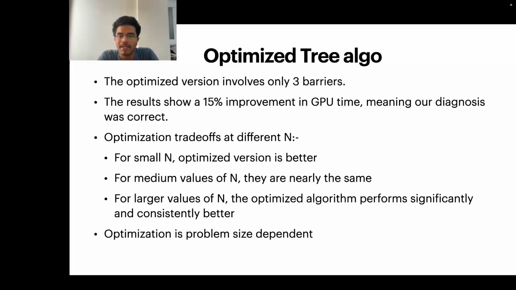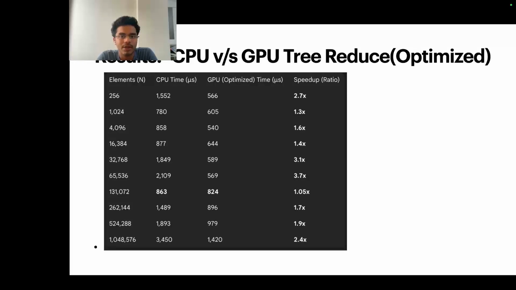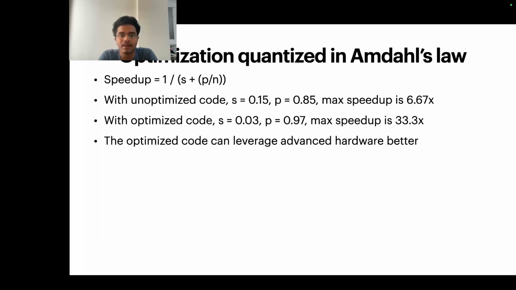And the performance benefits you're getting here are kind of diminishing. So they perform nearly the same. But for larger values of n, however, the optimized algorithm performs significantly and consistently better. So the takeaway here is that optimization is problem size dependent. Now you can see the results over here. CPU time has reduced drastically, and GPU time you can observe about a 15% improvement.